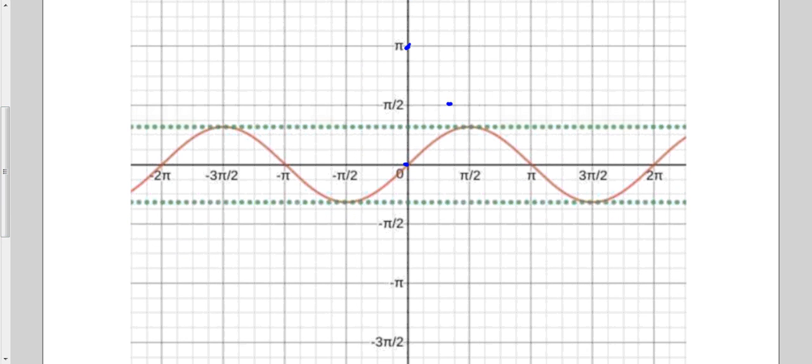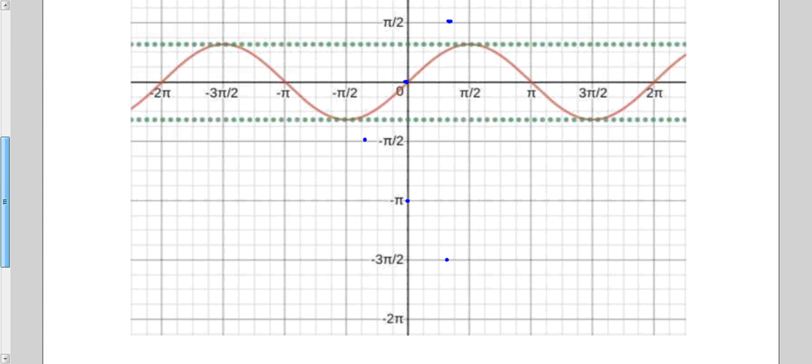Okay. Now, let's do the other way. Going down to negative pi over 2, my sine is negative 1. Boom. 0, right? 1 and 0, right? So 0, 1, and 1 and 0. So my sine curve, or my inverse sine curve, looks like this. That's class.